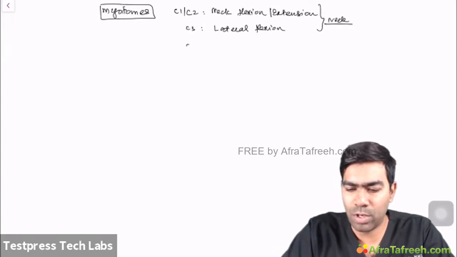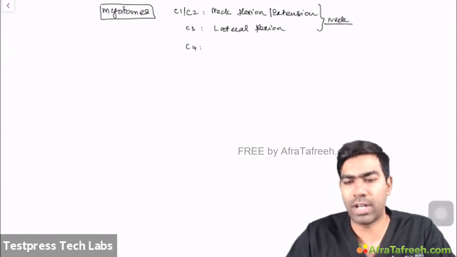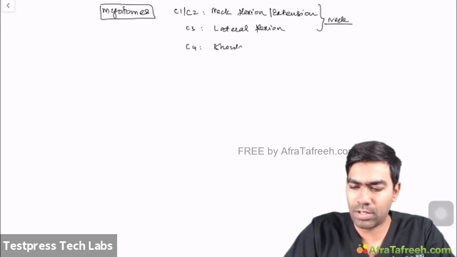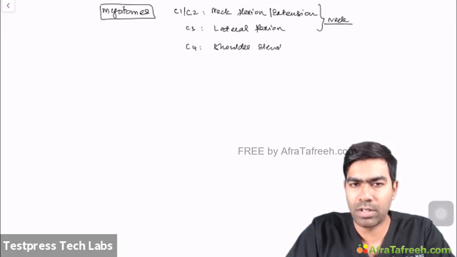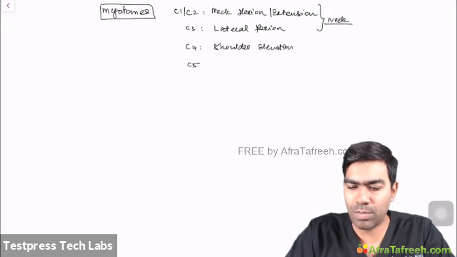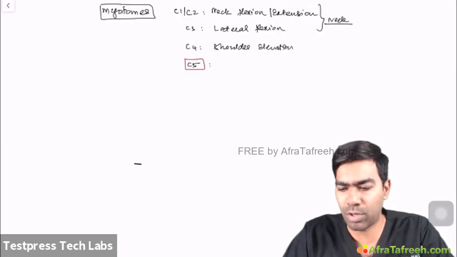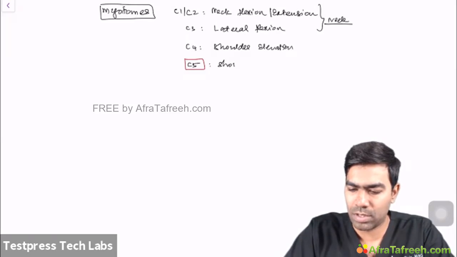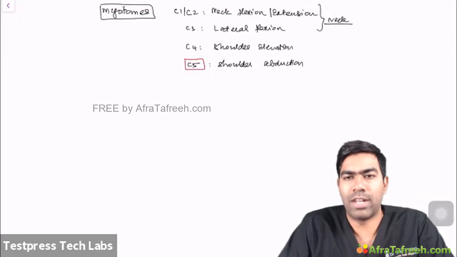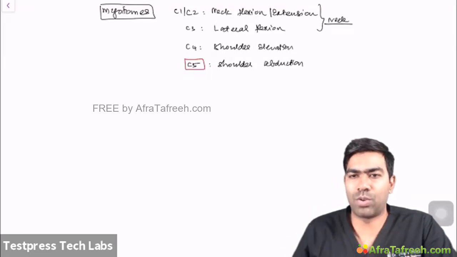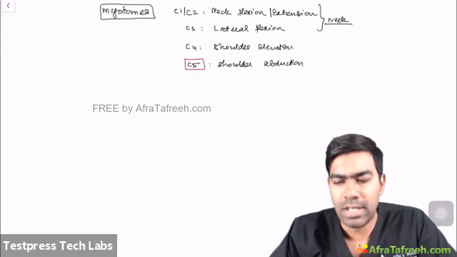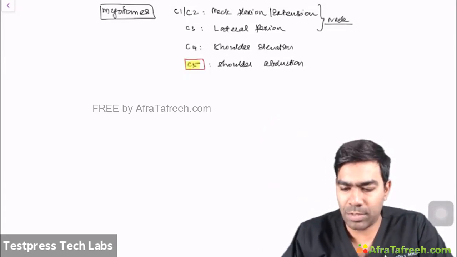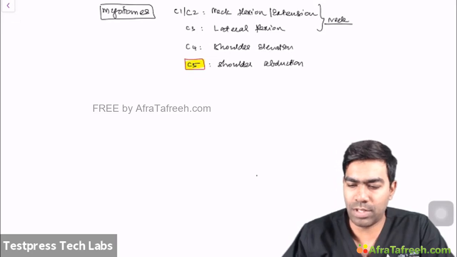As far as C4 is concerned, it's more of shoulder elevation. And C5 is the most important myotome of all, considering the importance in exams. That's really important. That is for shoulder abduction. So shoulder elevation is C4, and shoulder abduction is C5. As far as the exam is concerned, this is going to be the most important, C4, C5.